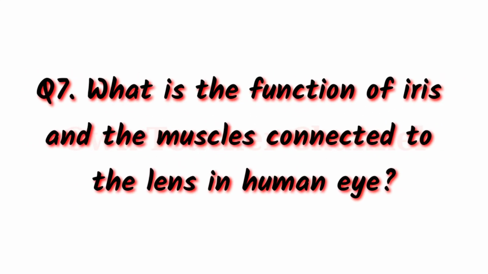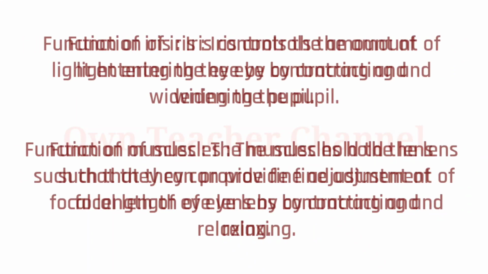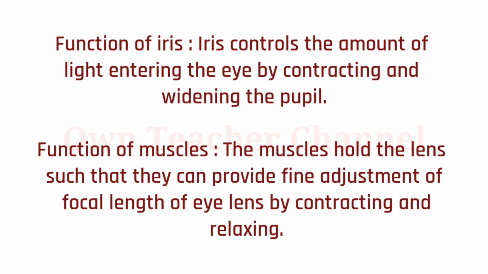Question 7. What is the function of iris and the muscles connected to the lens in human eye? Function of iris. Iris controls the amount of light entering the eye by contracting and widening the pupil. Function of muscles. The muscles hold the lens such that they can provide fine adjustment of focal length of eye lens by contracting and relaxing.